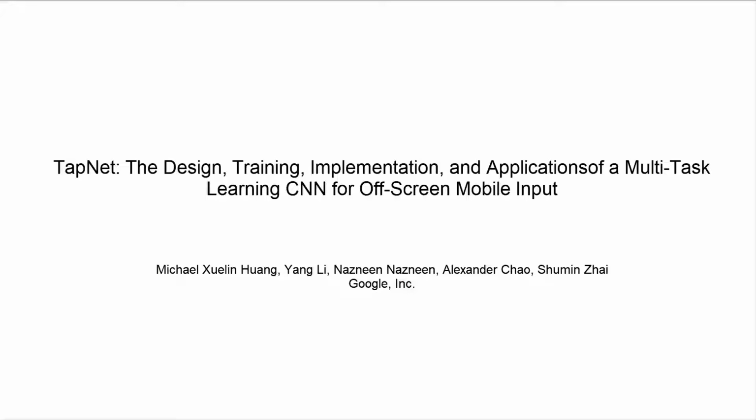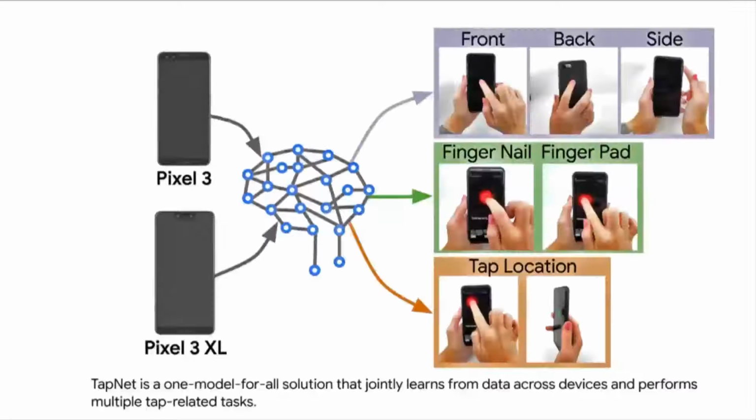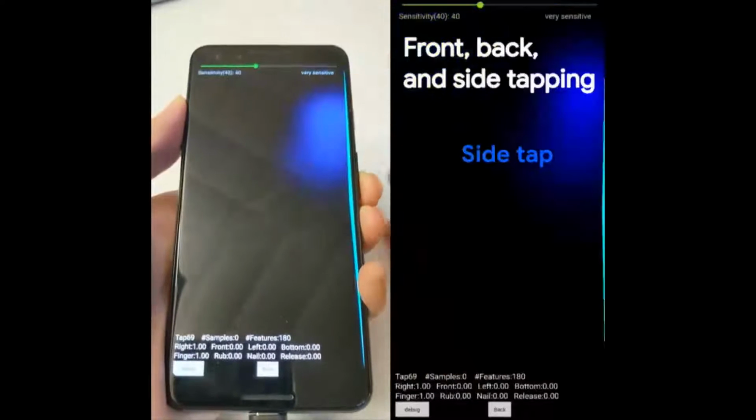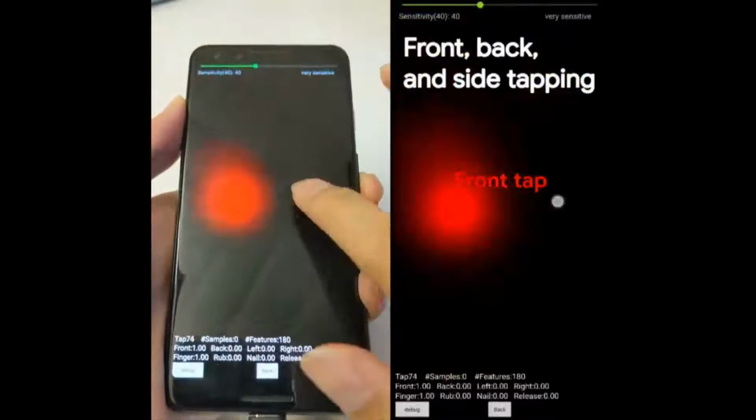This paper proposes TapNet for off-screen tap interaction. TapNet is a one-model-for-all solution that jointly learns from data across devices and performs multiple tap-related tasks. TapNet can recognize tapping from the front, back, sides, and more. Side taps are indicated by blue, front taps by red, and back taps by green.